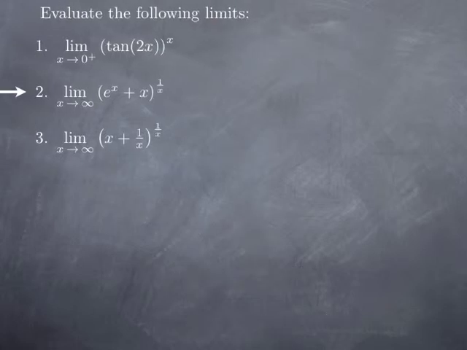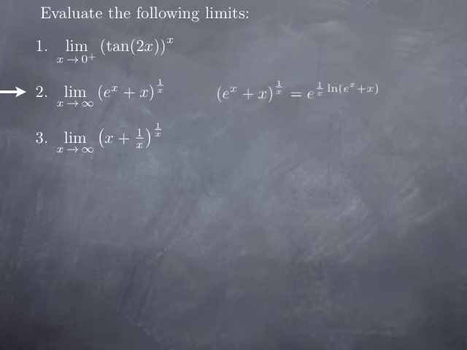Moving to the second example, we're looking for the limit as x is going to infinity of (e to the x plus x), all of this to the power 1 over x. So what we have in the base goes to infinity, and the exponent 1 over x goes to 0. So we have an indeterminate power of the form infinity to the 0.